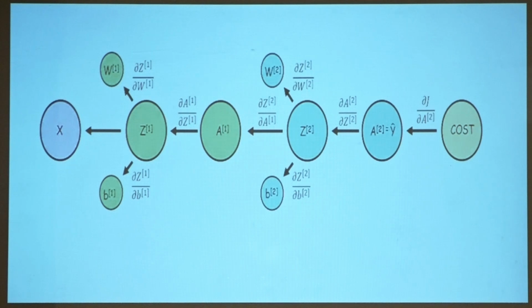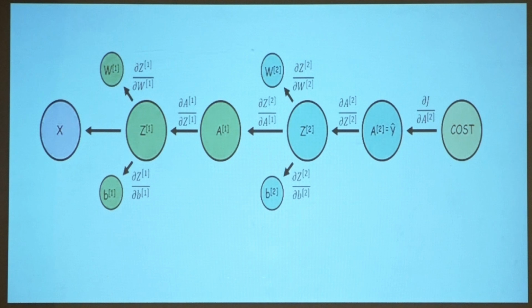Okay. So first I take X. Next I take Z1. Next from Z1 I go for A1. From A1 I go for Z2. And then I take A2, and that is nothing but the last output, which is the loss function.